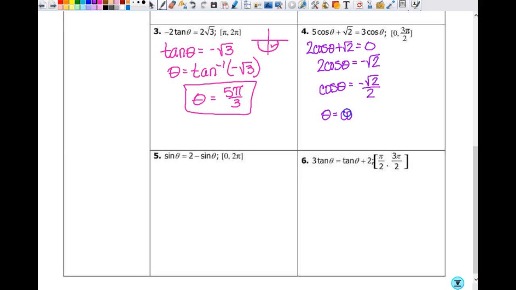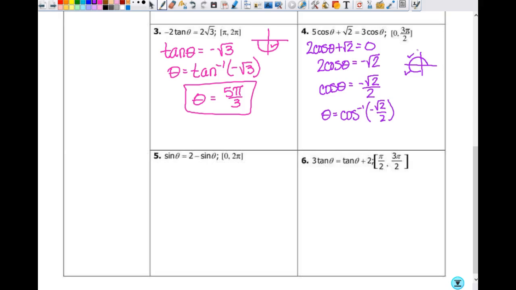So theta is the cosine inverse of the negative square root of 2 over 2. I'm going from 0 to 3 pi halves, which is right there. My circle looks very bad, but you get the idea. And cosine is negative where in what I'm looking for? Which quadrants? Third. It is negative in the third. And where else? Second. So I need my second and third quadrant angles.